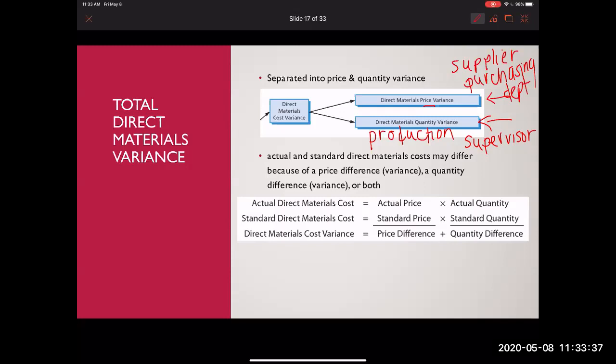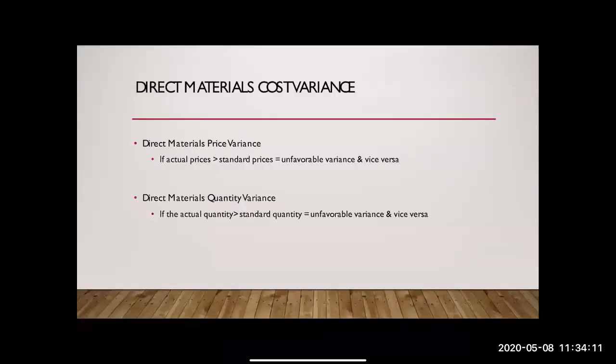Okay. So anyways, now we're going to talk about how to figure out this variance and what it looks like. It says actual and standard direct costs may differ because of price differences, which is a variance, and quantity variances, or both. And so here is kind of showing you your actual direct material cost, standard, and then the differences between it. I'm not going to spend a whole lot of time on there, but what I want to let you know is that there is a formula to be derived from this. Okay. All right, so direct material cost variance.